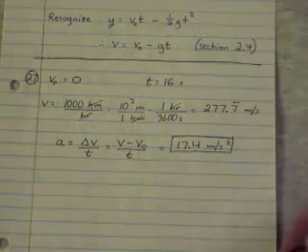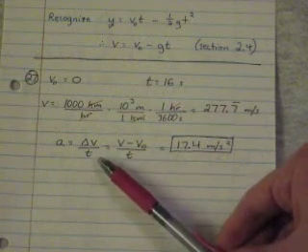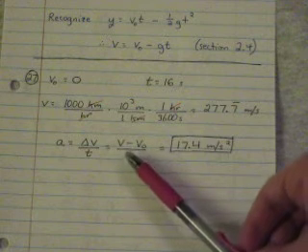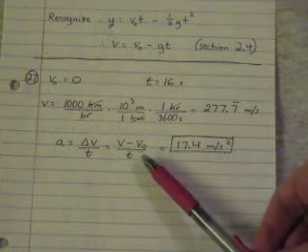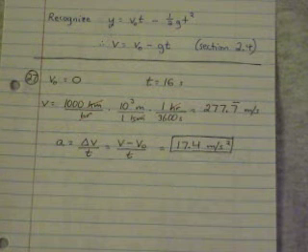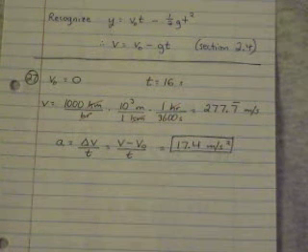Now we can say acceleration is change in velocity over time. So v minus v naught, 277.7 minus 0. Divide by 16 seconds, and you should get 17.4 meters per second squared.